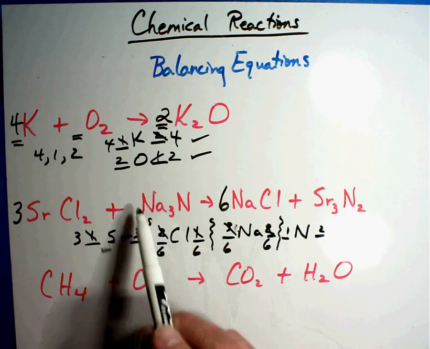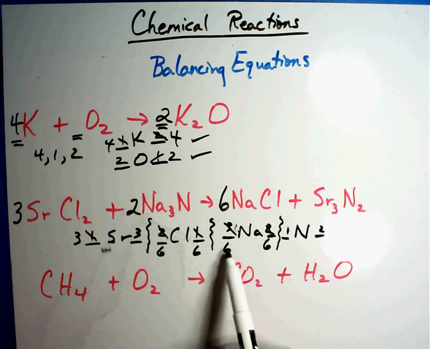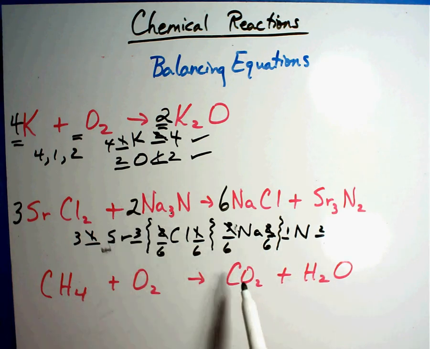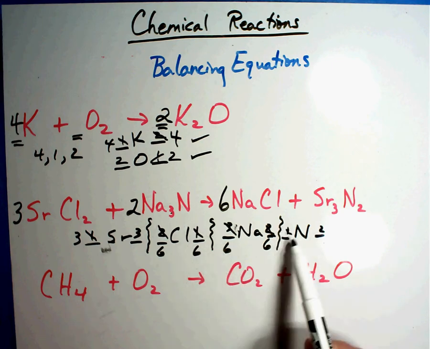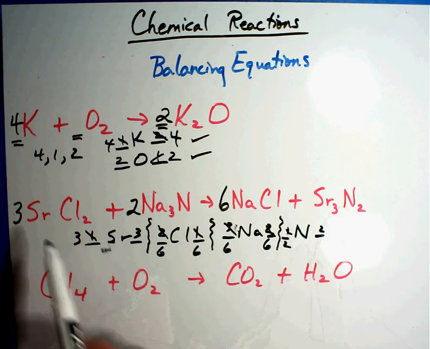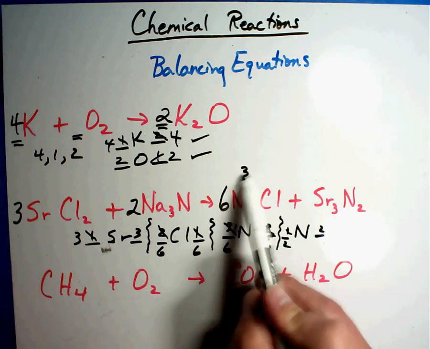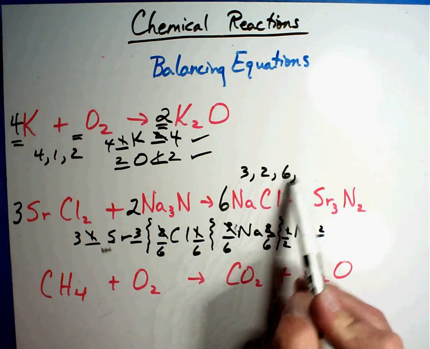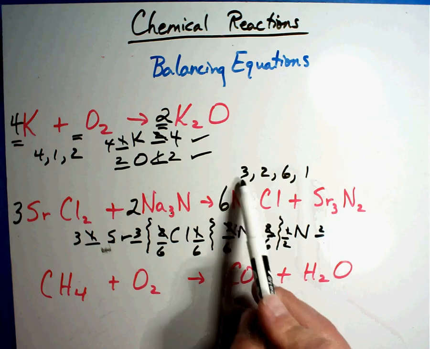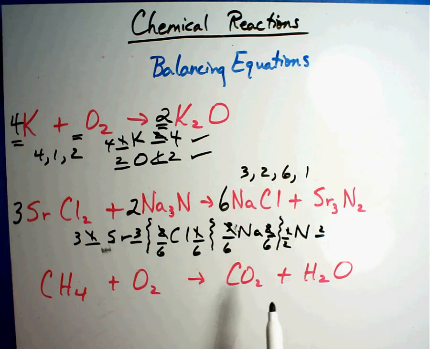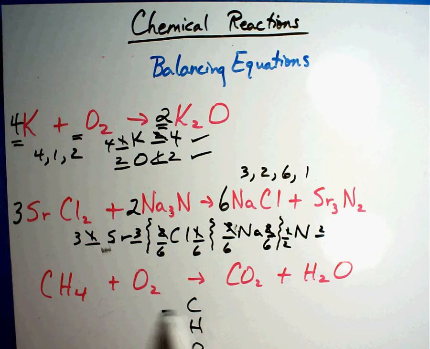To fix that, oops, that makes this one a 6, I'm sorry. To make this one a 6, I'm going to have to put a 2. So 3 times 2 is 6. And N, that's a 2. And that one's a 2. So that's the answer: 3, 2, 6, 1. You would look for the answer 3, 2, 6, 1, and that's the one you would bubble in, in this case.